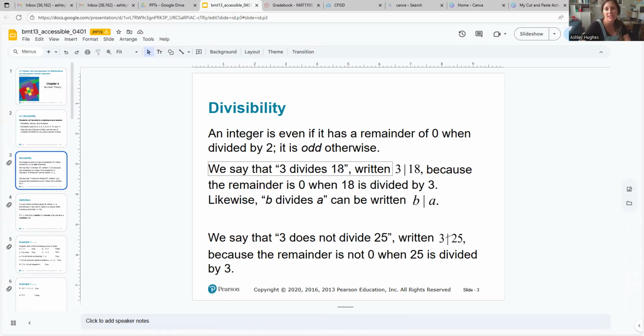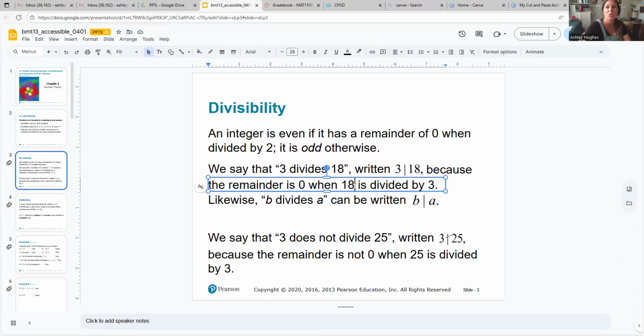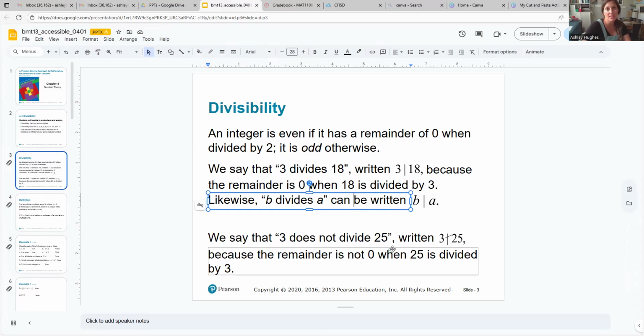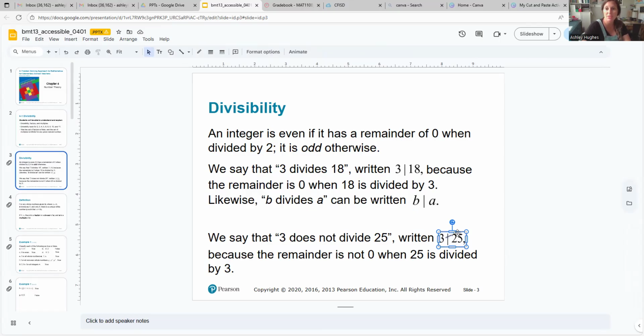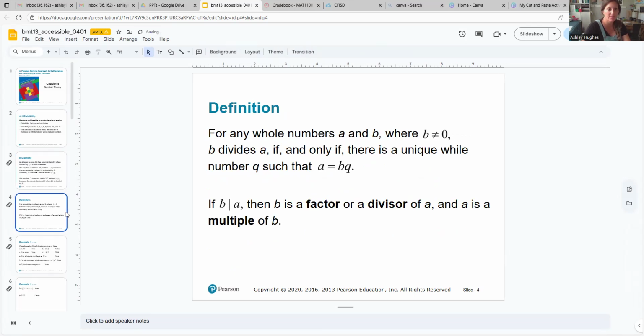We say that 3 divides 18, written like this, because the remainder is 0 when 18 is divided by 3. Likewise, b divided by a can be written like this. We say 3 does not divide 5 with the symbol here, 3 with the same bar but then a not symbol, like the slash. 3 doesn't go into 25.